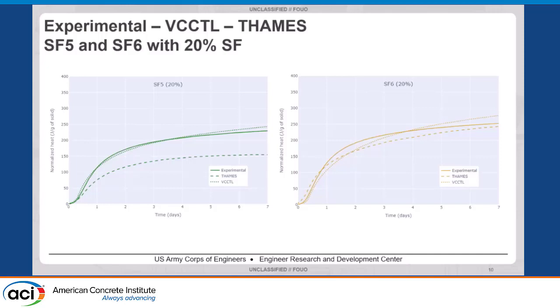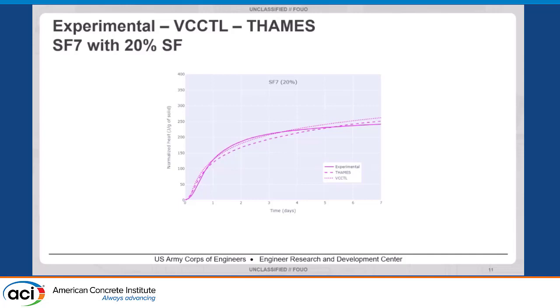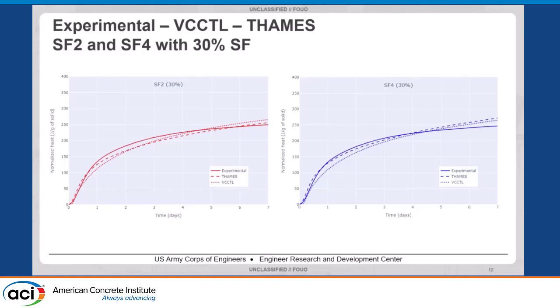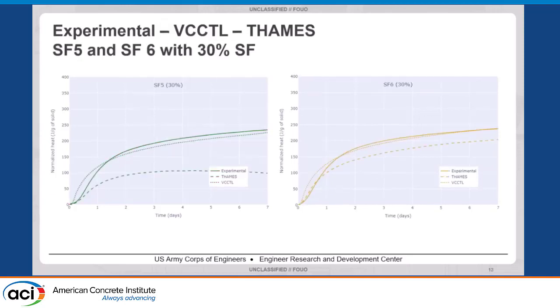SF6 is okay. And there is a better agreement compared to SF5 in 20% silica fume replacement. So this is SF7, it is still showing a good agreement. So when we come to the 30% silica fume replacement, SF2 and SF4, they are all showing good trends, good agreements between the simulated THAMES and VCCTL and experimental. When we come to SF5, it is doing even much worse when we have the 30% silica fume replacement. SF6 is showing a similar trend, but definitely the THAMES can use some normalization there.